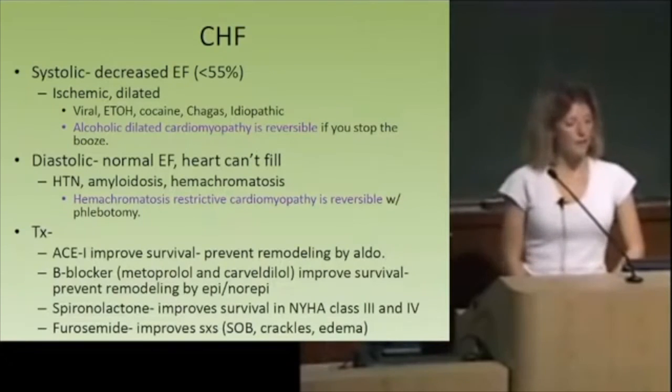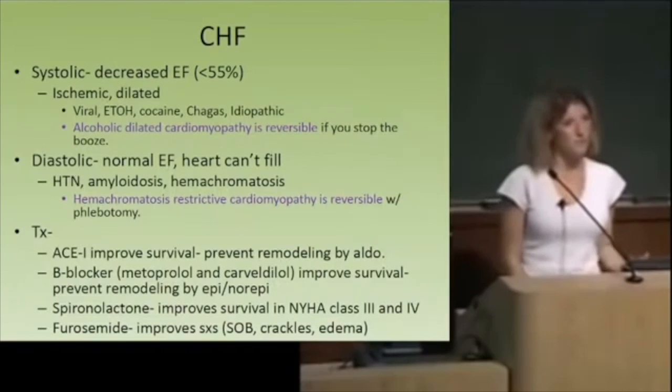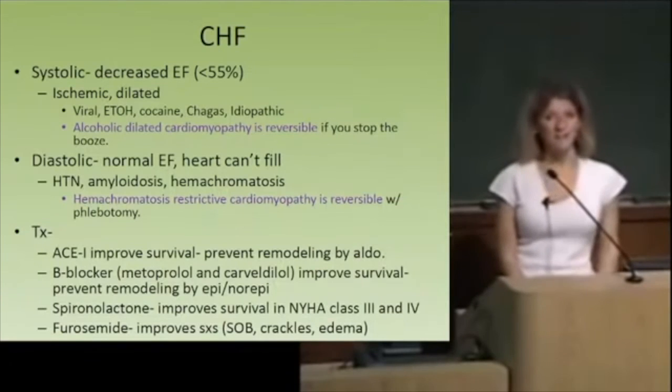Spironolactone, this is kind of newer. It improves survival only if the heart failure is really bad, class 3 or 4. And then digoxin is usually the distractor answer. It does not improve survival, but it does help symptoms. So we give it to patients, it makes them feel better. They're less likely to be hospitalized with an exacerbation.